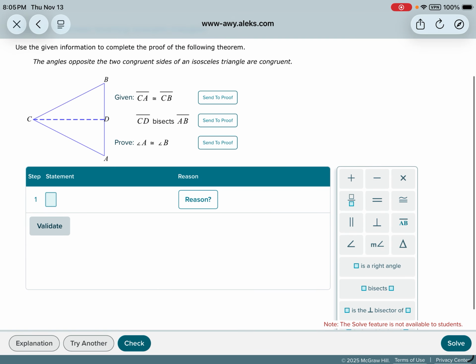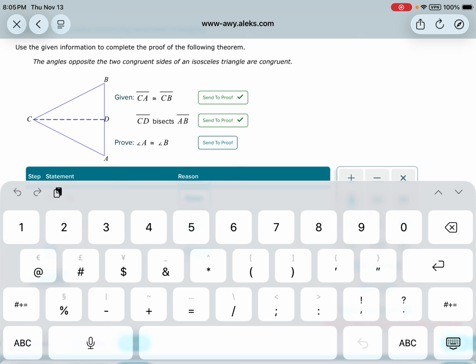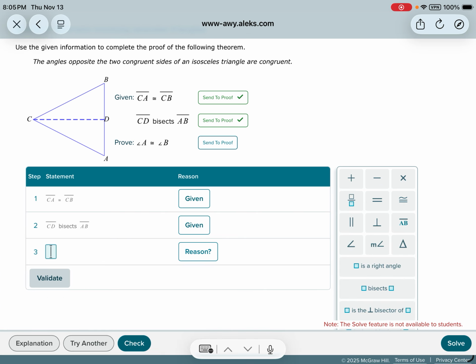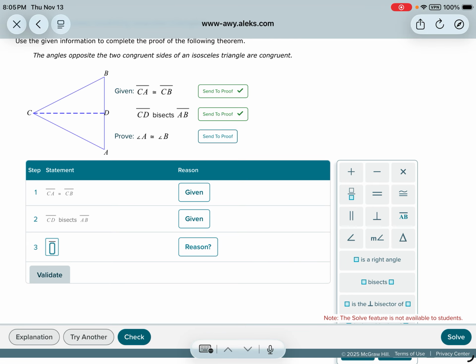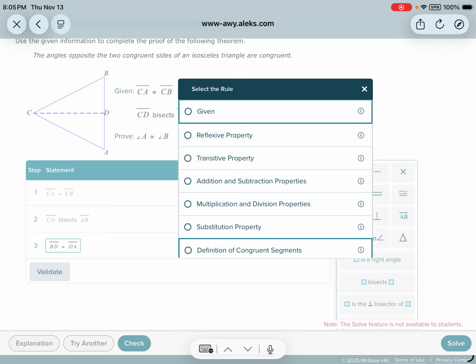Look over here, send these to proof. Get my keyboard out. All right. So we've got that CA is congruent to CB, and then CD bisects AB. And so if CD bisects AB, we're going to say that that means, therefore, that BD is congruent to DA, because of that word bisect.